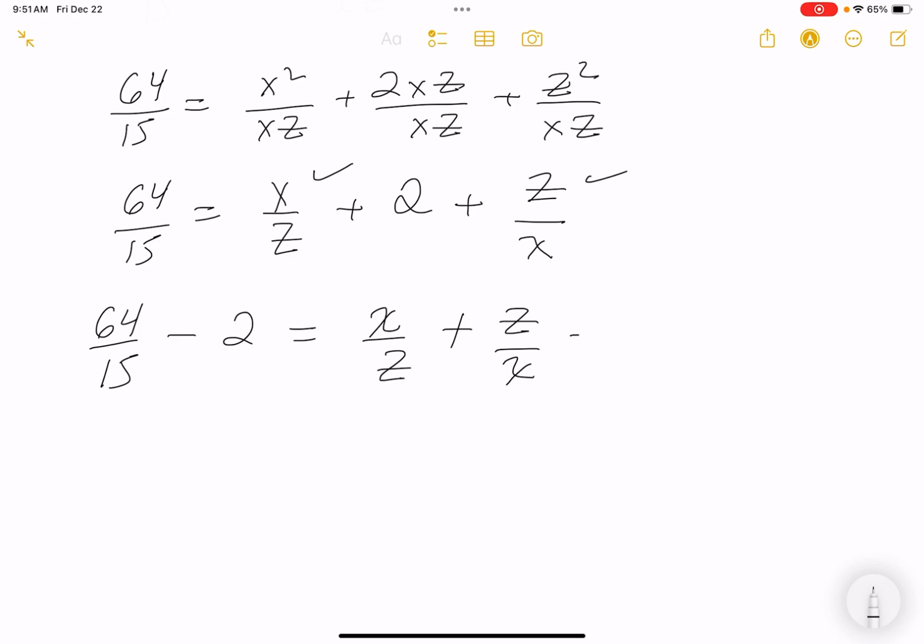Let me just reduce that. Common denominator would be 15. You get 64 minus 30, which is 34. So the answer is 34 15ths, and we're done.